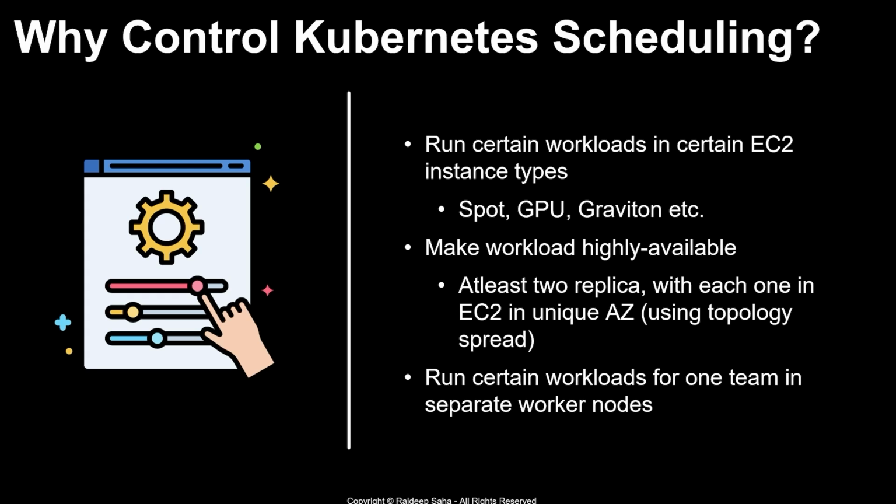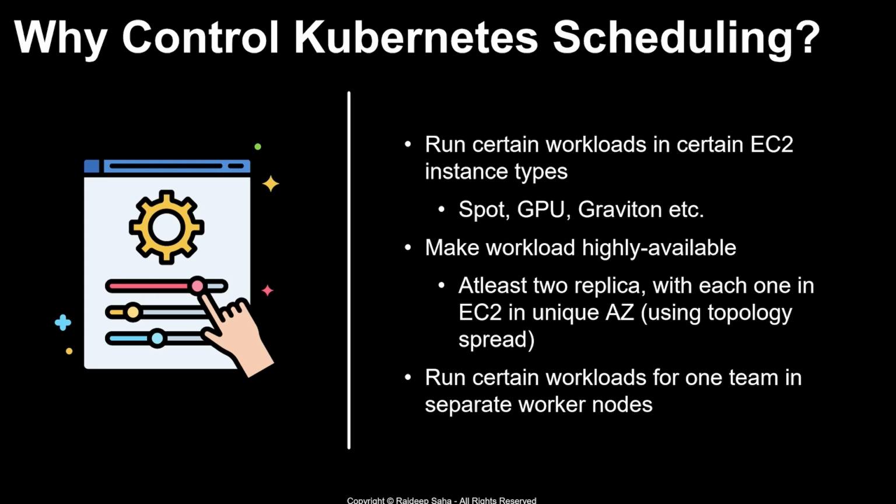You want to make a workload highly available. If you have two replicas of one pod, and you leave it up to the Kubernetes scheduler, it's possible that it can schedule both pods onto the same EC2 instance, but then it will not be highly available, right? Because if that availability zone goes down, that EC2 will go down, and both pods will go down. To make it highly available, one pod should go to an EC2 instance in one availability zone, and another pod should go to another availability zone. So you control that using scheduling constraints like topology spread.